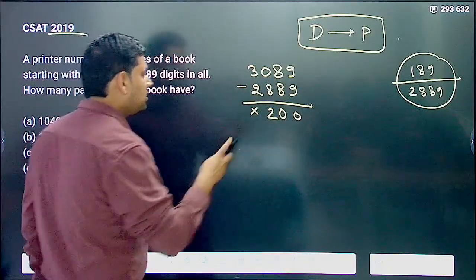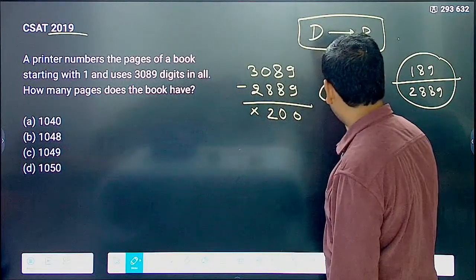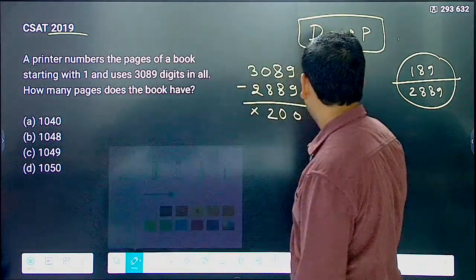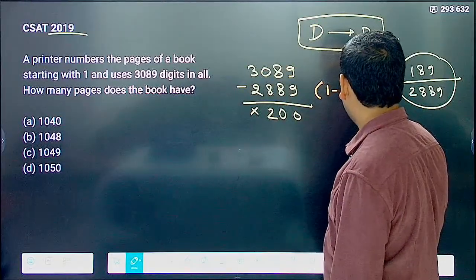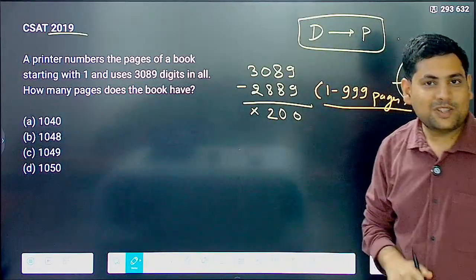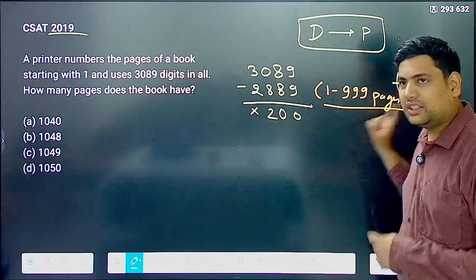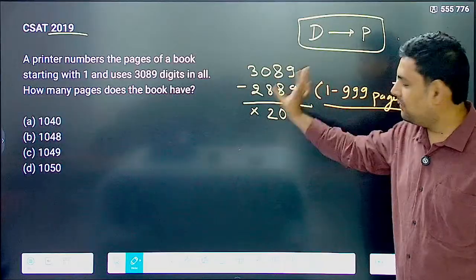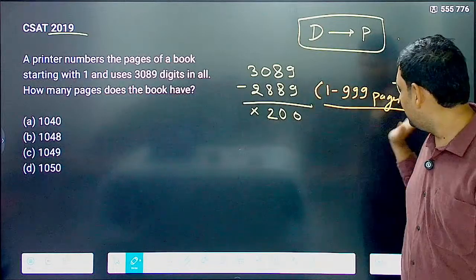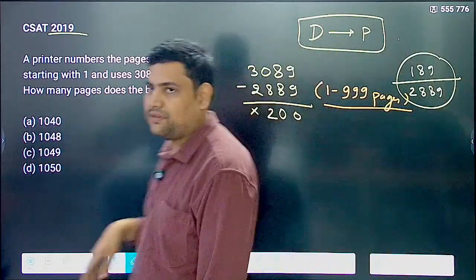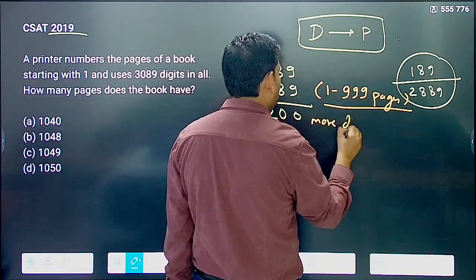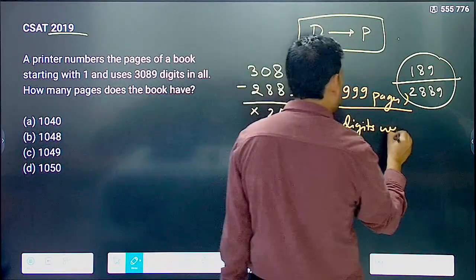Correct? Now what is this 2889? This is 1, 2, up to 999 pages being typed. So now I have typed till 999 pages. I have used 2889 digits. Still I have some more digits left. So 1 to 999 is already done. Now how many more are left? 200 more digits are left, so 200 more digits were used.